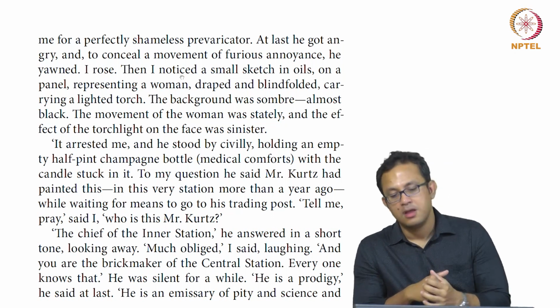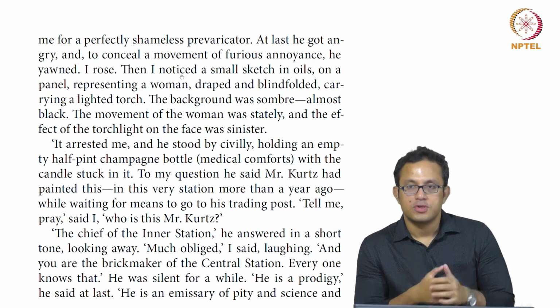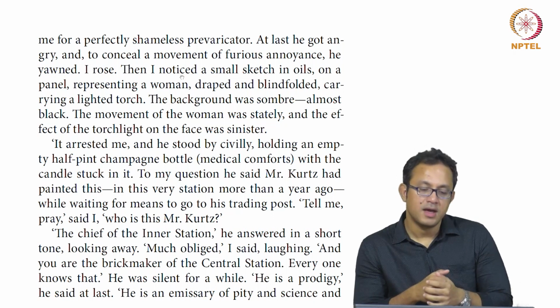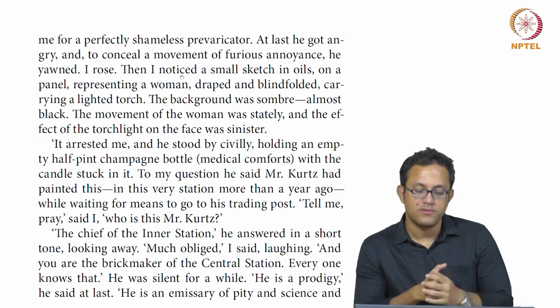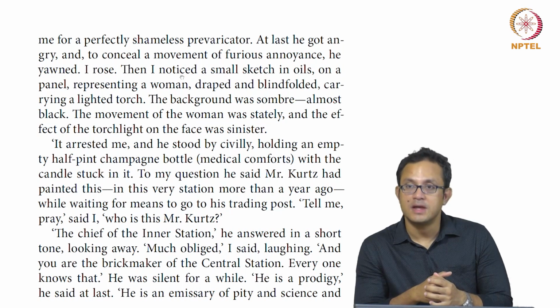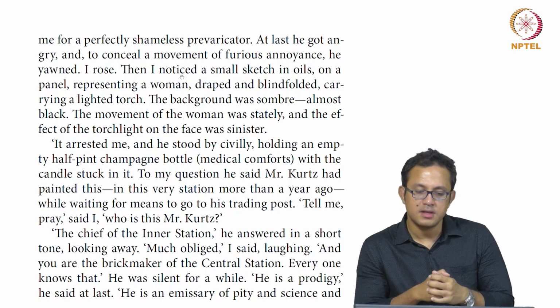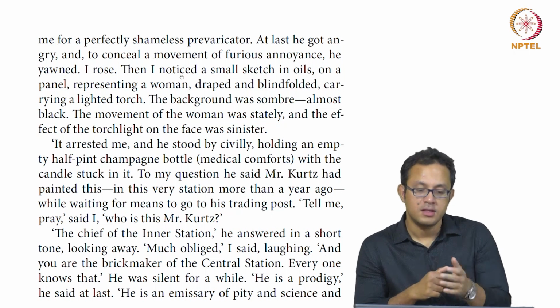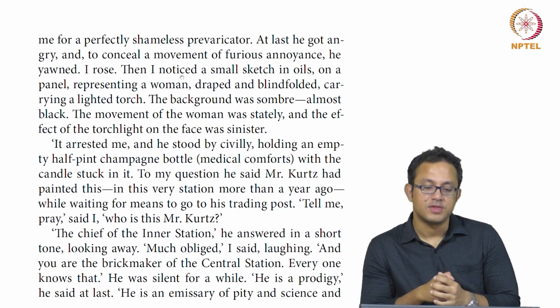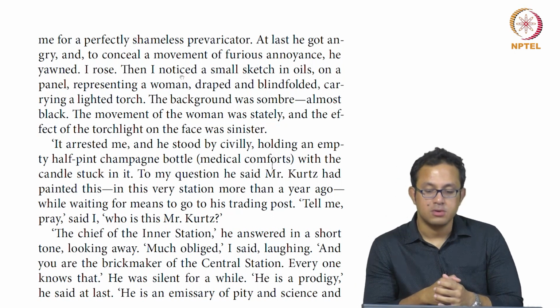Now, interestingly, the first time there's a mention of Kurtz, he's mentioned in a very indirect way, right? The first allusion to Kurtz, the first reference to Kurtz in Heart of Darkness, is through a painting, something that he had painted some time ago that Marlow spots on the wall. That's the first reference to Colonel Kurtz. And this should be on the screen, where Marlow says, "Then I noticed a small sketch in oils on a panel representing a woman draped and blindfolded, carrying a lighted torch. The background was somber, almost black. The movement of the woman was stately, and the effect of the torchlight on the face was sinister."